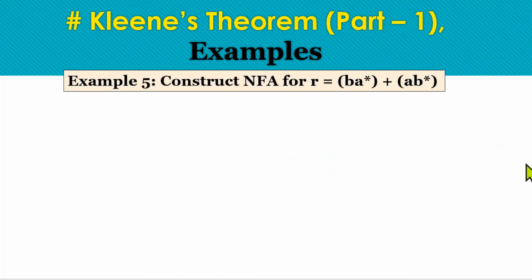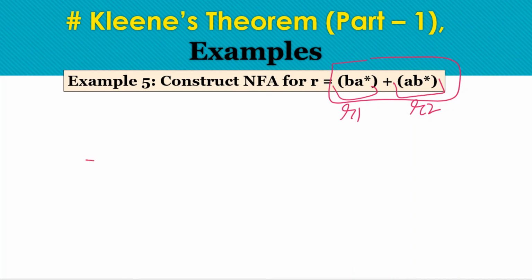Now the next example is to construct the NFA for this regular expression, where we have R1 as b a star and R2 as a b star. Here we have the concatenation of b with a star, as we can have b followed by any number of a's, or zero a's. Next we can also have a followed by any number of b's. So we have union here, and concatenation here.